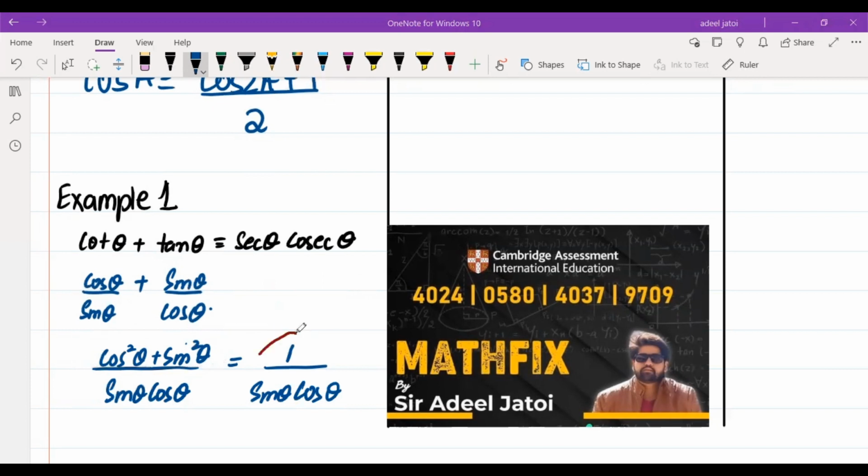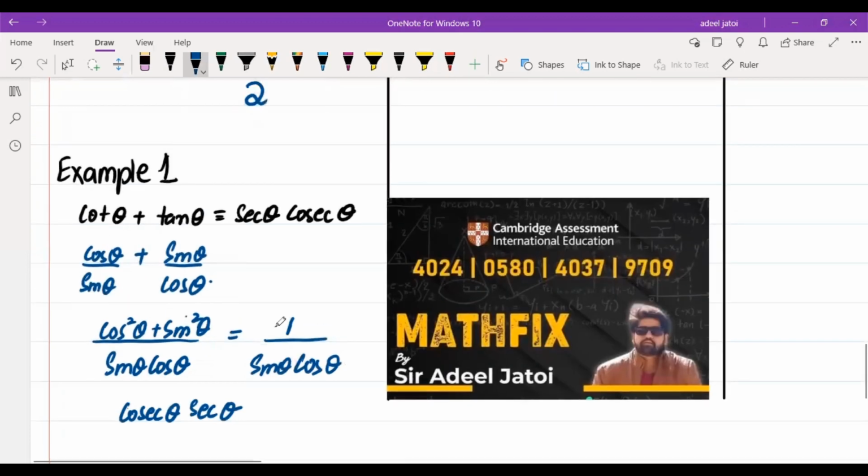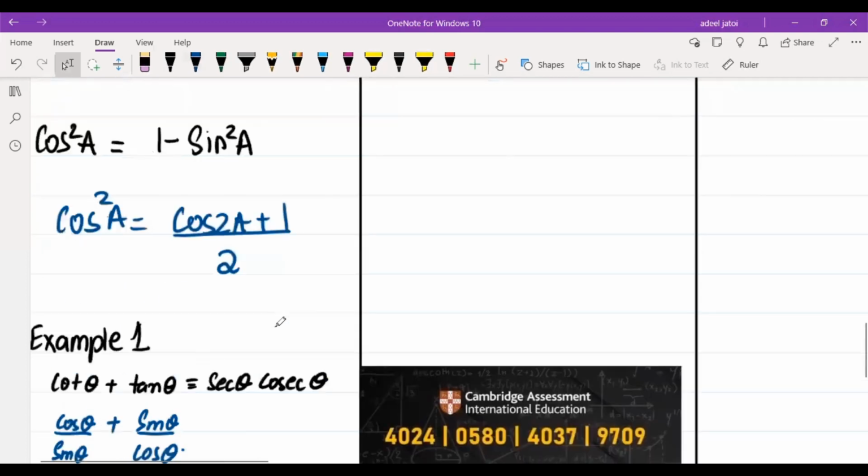So now you understand that 1 upon sine theta and 1 upon cos theta can be used. 1 upon sine theta can be shifted to what? Cosec theta. Whereas 1 upon cos theta can be replaced with what? Sec theta. So we proved our example number 1.